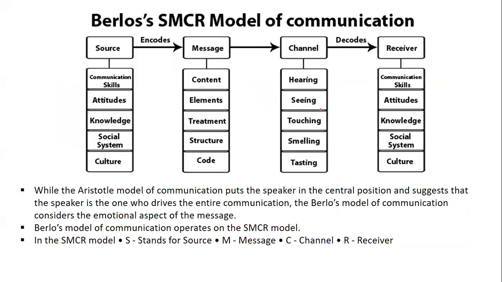Berlo's model has the source, message, channel, and receiver. Under source, you have skills, attitude, knowledge, social system, and culture. Message refers to content, elements, treatment, structure, and code. Channel: hearing, seeing, touching, smelling, and tasting. Whereas receiver talks about the skills, attitude, knowledge, and social system. So the Aristotle model puts the speaker in the central position, whereas Berlo's model considers the emotional aspect of the message. That is very important. It operates with the SMCR model, and every acronym is defined by what it stands for.